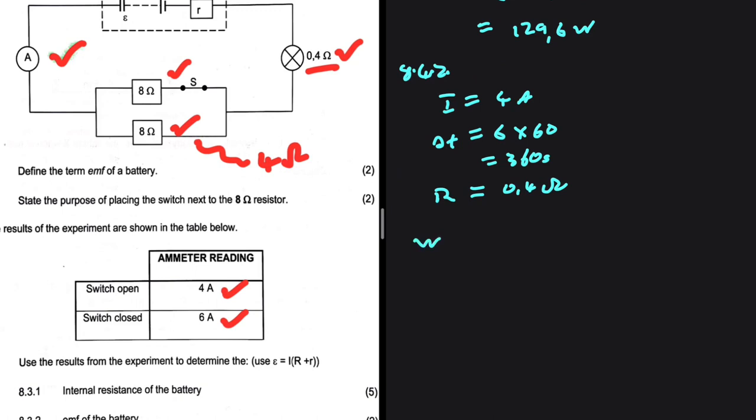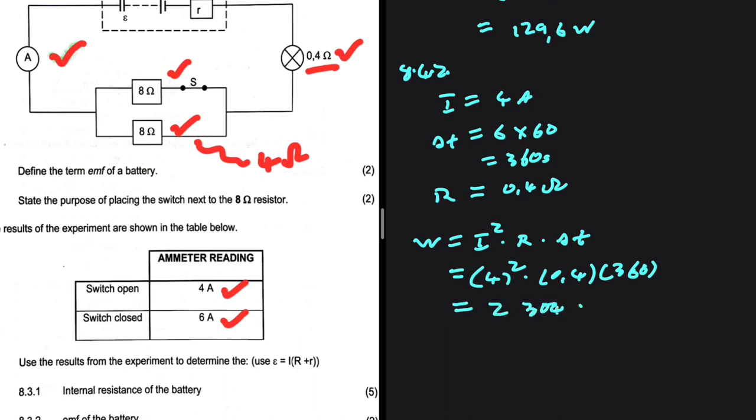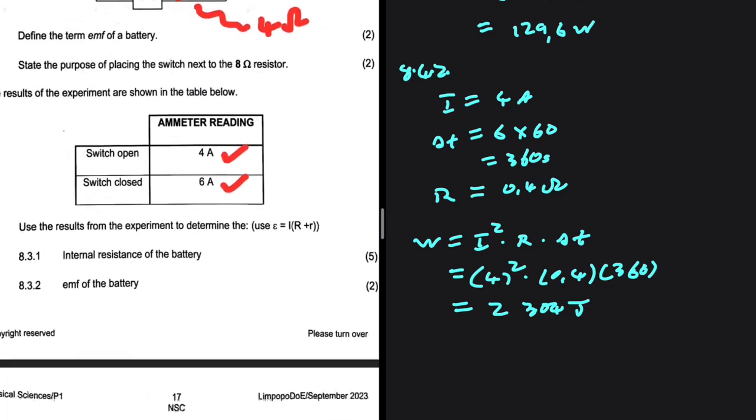So the work is equal to I squared multiplied by R multiplied by delta T. We are picking this equation because of the variables we have. The current, that is 4 squared, multiplied by the resistance 0.4, multiplied by the time 360. This will be equal to 2304 joules.